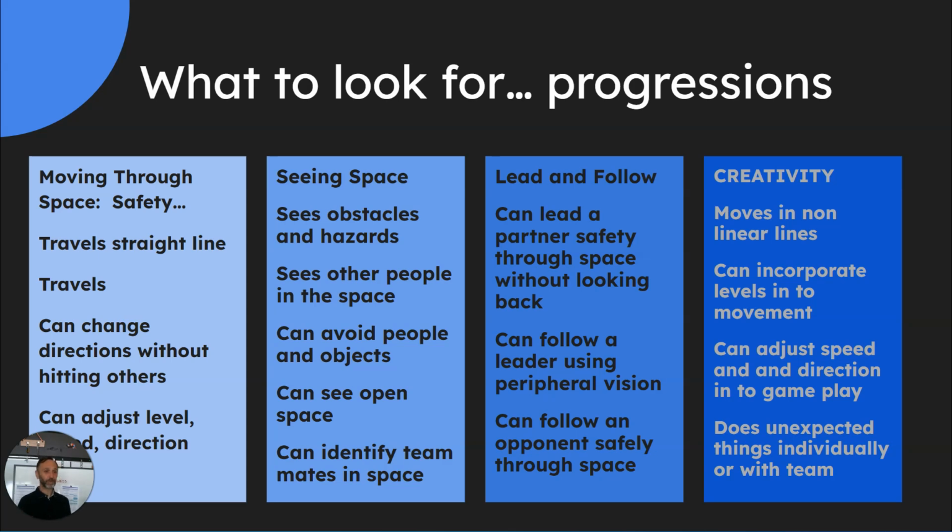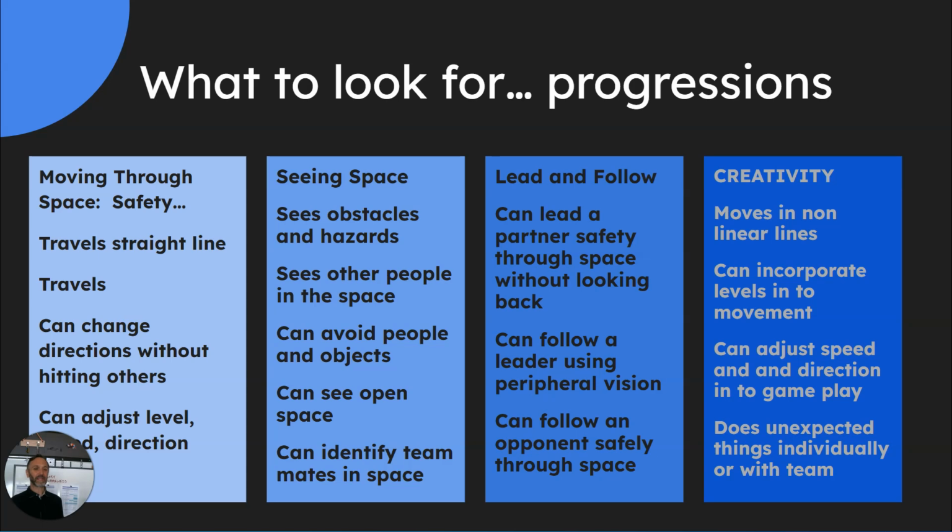The next one, can they avoid people and objects? Can they see open space? And can they identify teammates in space? So you see that higher level. Now we're not just walking through space or jogging through space or dancing through space, but now can I actually recognize that they're wearing a red pinny or a belt?